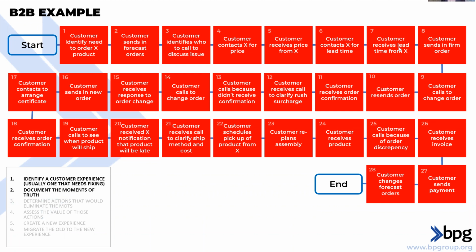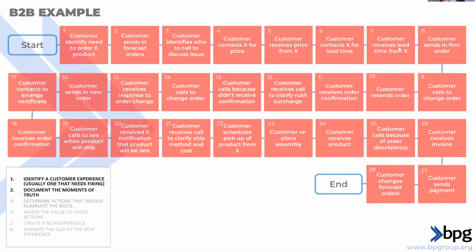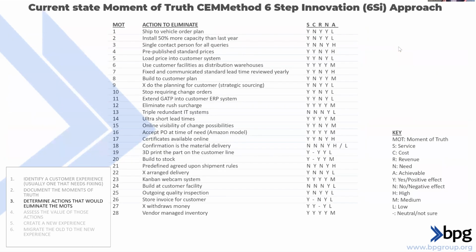So there you are. On the bottom left is that 6SI again. So identify the customer experience. Bingo, they've done that. Document the moments of truth. Fantastic. Then transfer those moments of truth onto this. We actually call it the points of failure document, because it lists out all the moments of truth, as you can see here, 28 moments of truth. Identify an action that would eliminate them, remembering it has to be unique. Look at the value created: service, cost, revenue, and in this instance, will it meet a need and is it achievable?